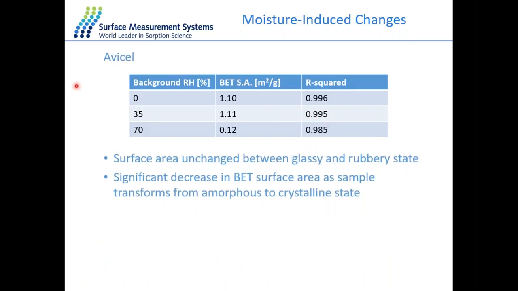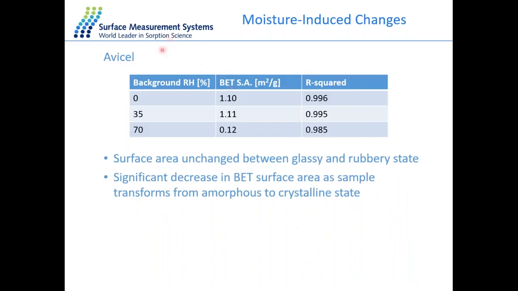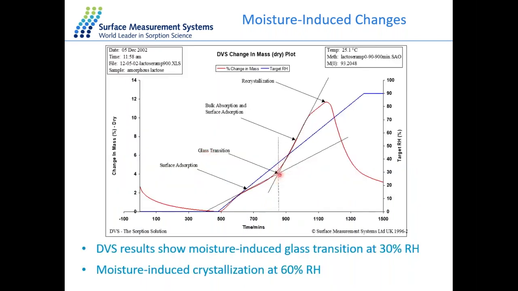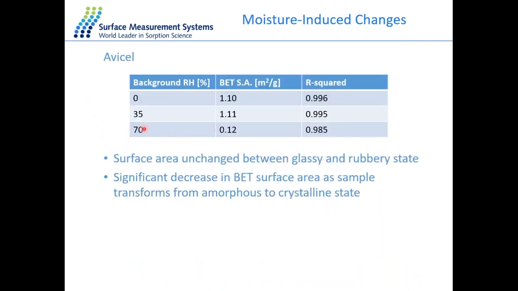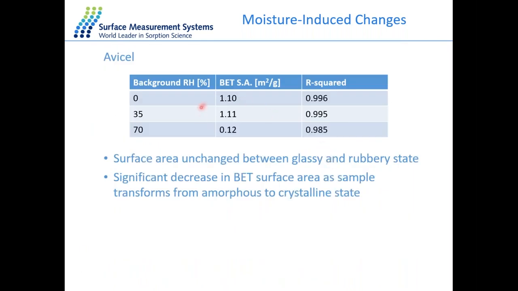So we wanted to see what the BET surface area was for this particular material as it goes through these phase changes. And I'm sorry, this is not Avicel. This is the lactose. And you can see here, this is at 0% RH. We get a surface area of 1, at 35% RH, still around 1. So when it goes through the glass transition at 30% RH, it doesn't significantly affect the surface area. But clearly, if we expose it to 70% RH as it goes from the amorphous phase to the crystalline phase, we see a 10-fold decrease in the surface area. It's not unexpected because we know that the crystalline phase typically has a much lower surface area than the amorphous phase.